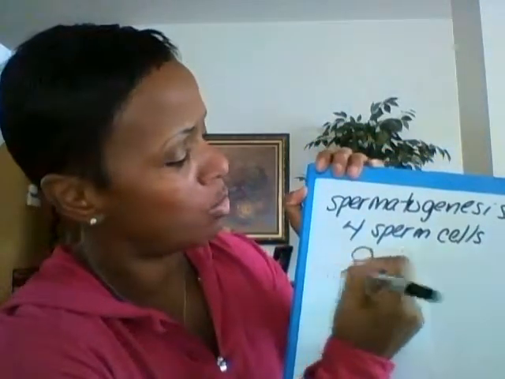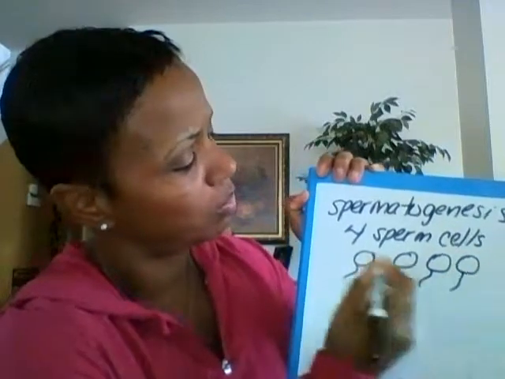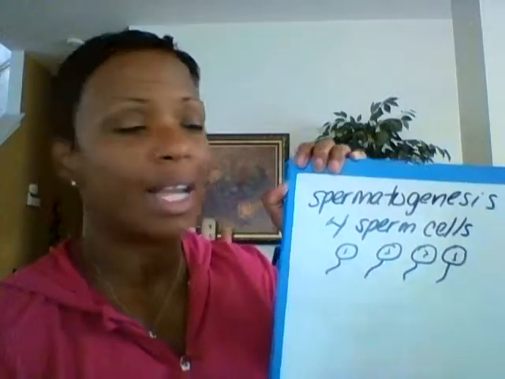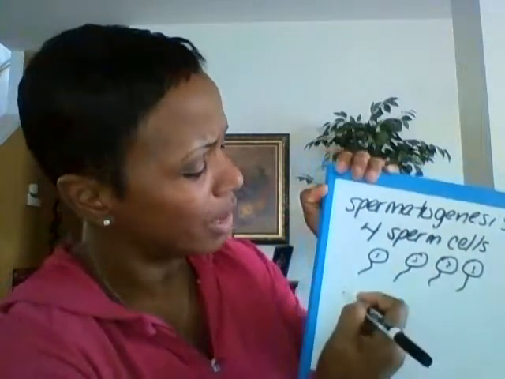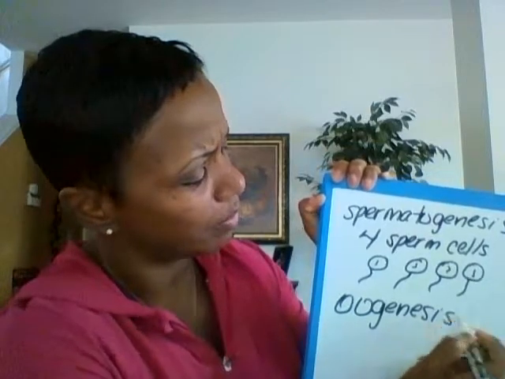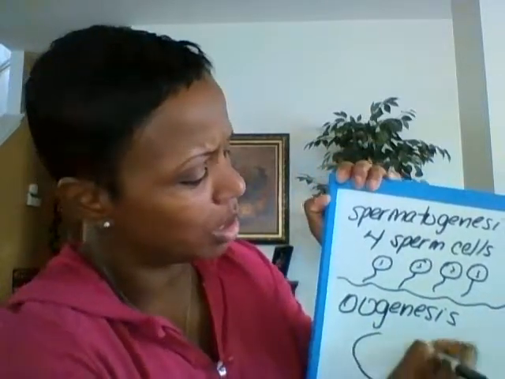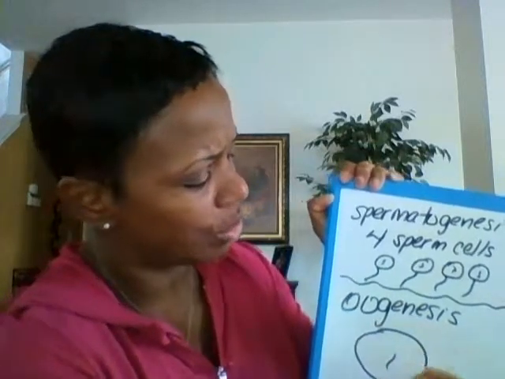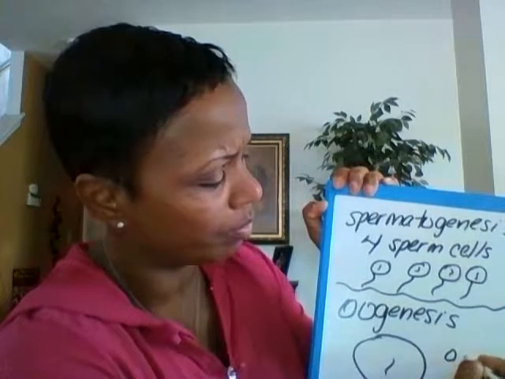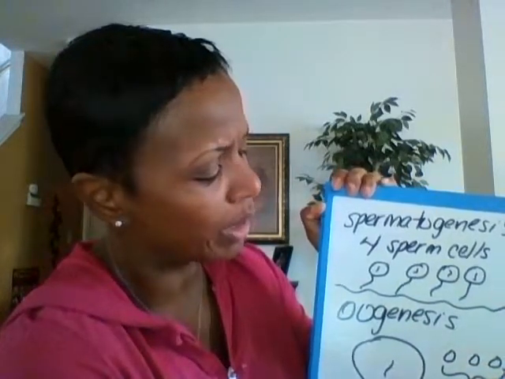So that would be the end product. However, the end product of oogenesis would be one very large ovum and 3 very small polar bodies.